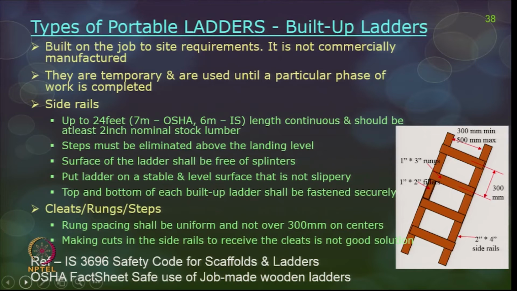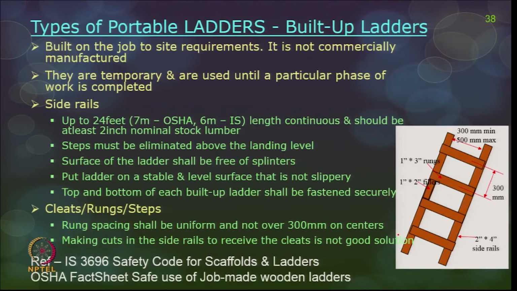Okay. So, this is a picture to show the built up ladder, and all dimensions are given here. The side rails are primarily up to 24 feet as given by OSHA, and 6 meters is the length as recommended by IS code. It can be continuous, and it should be at least 2 inches nominal stock lumber, so that it has sufficient strength. The steps must be eliminated above the landing level, so that people are not trying to climb above the landing or the top level from where the supports are.